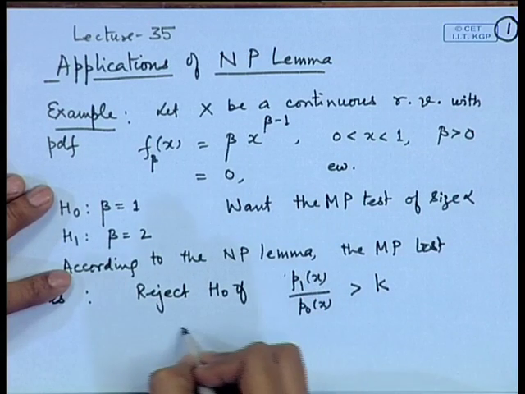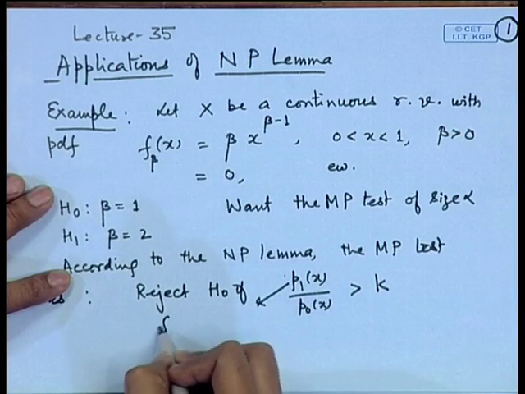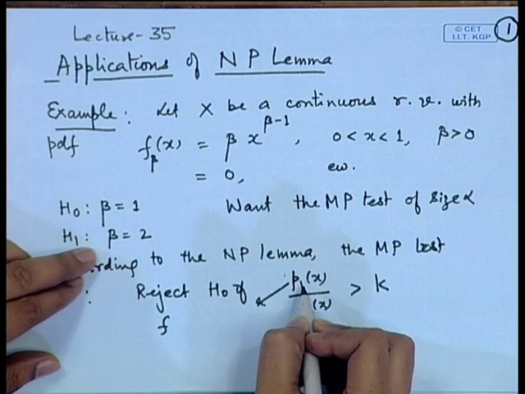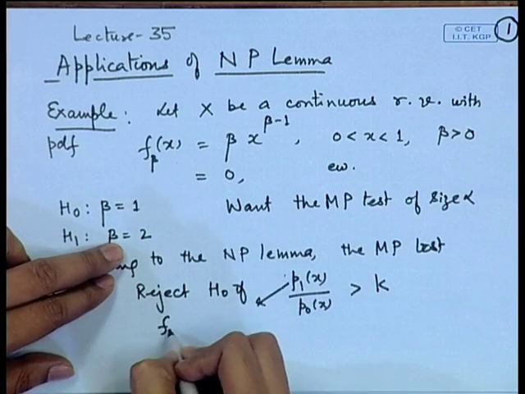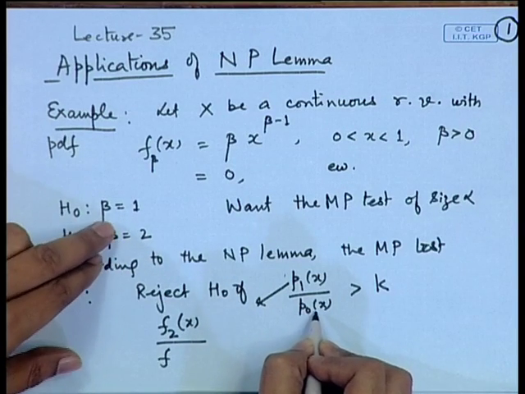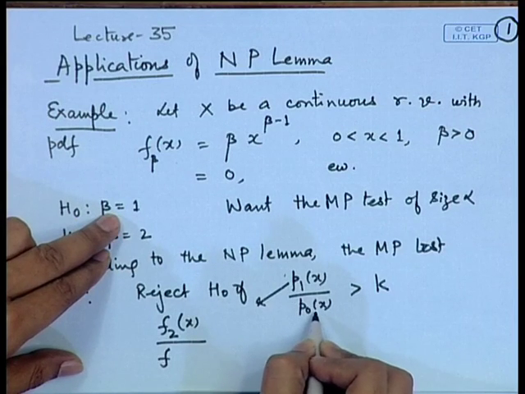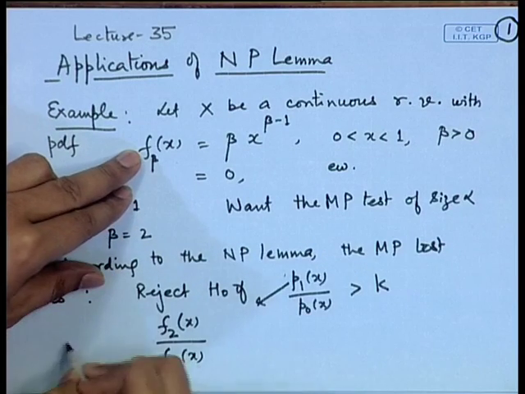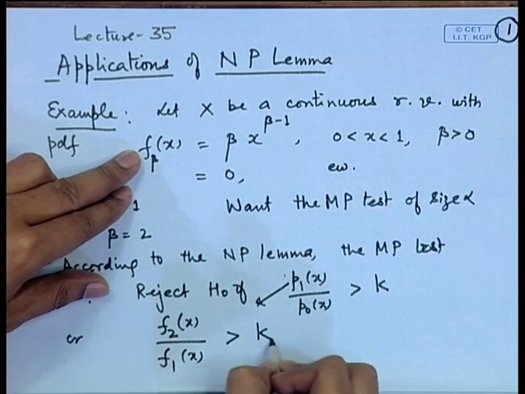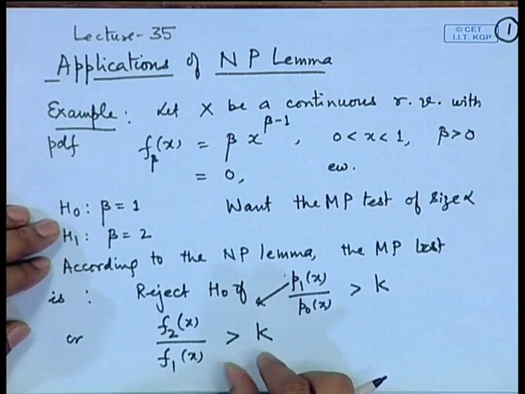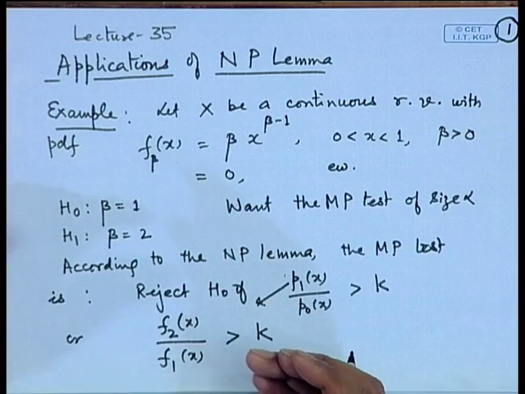p 1 corresponds to the value of the probability distribution or density when the alternative hypothesis is true. So, here it will be f 2 of x divided by p naught, which is the value of the probability distribution when the null hypothesis is true. Here beta is equal to 1, that means it will become f 1 of x. This is greater than k, where the constant k is chosen in such a way that the probability of the type 1 error is equal to alpha.